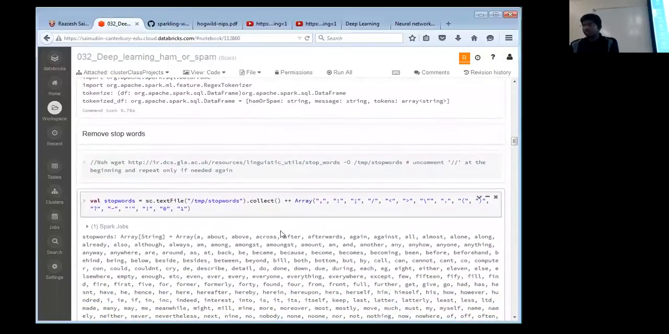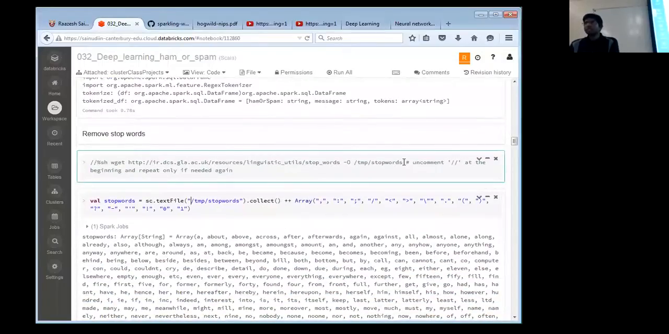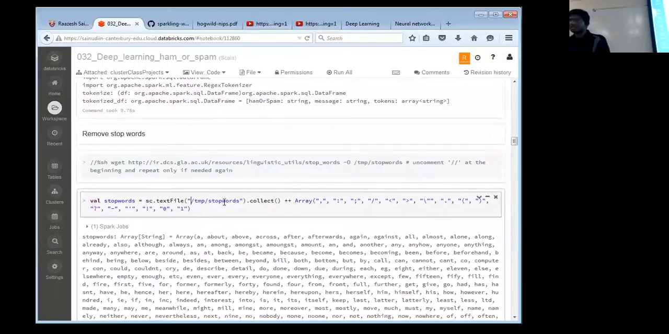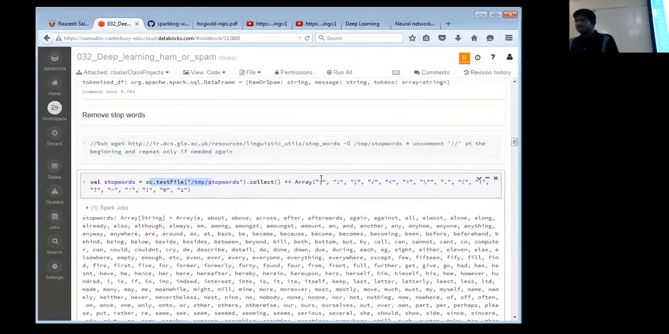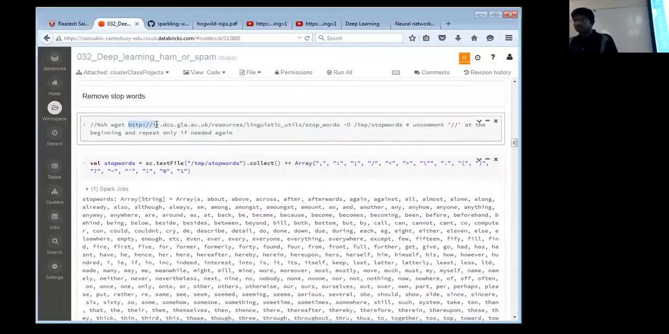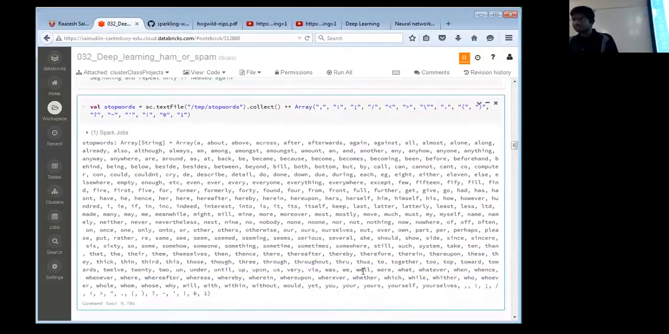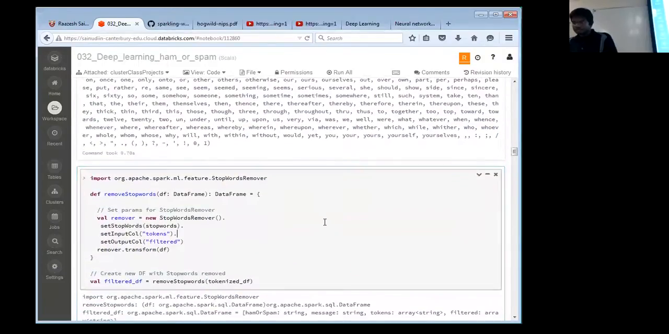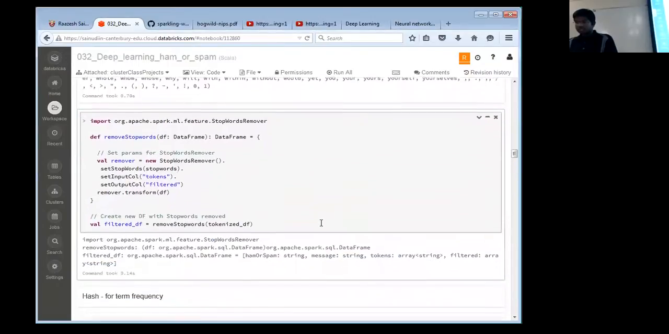Now we're going to remove the stop words. Remember, we did it in one of the previous classes. It's already available in this location. I'll take that file which has all these stop words, and I'm going to add a few more, like comma and colon and semicolon. You can see all the stop words here, and the source of these stop words is this particular URL. Now I'm going to remove all the stop words.